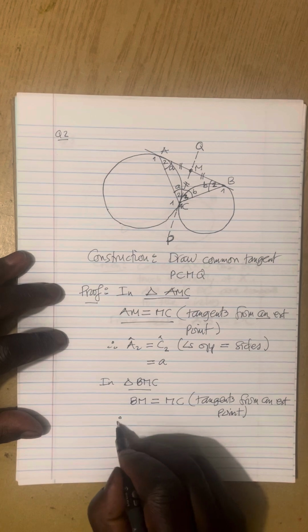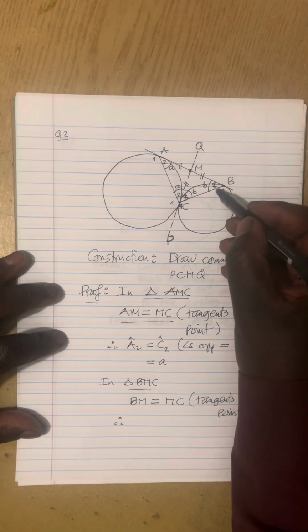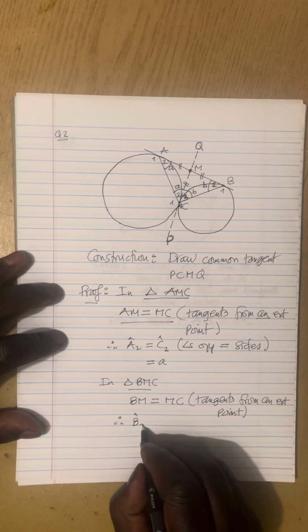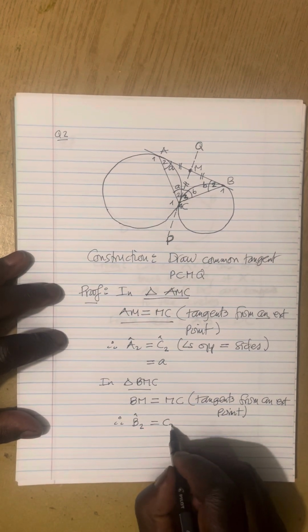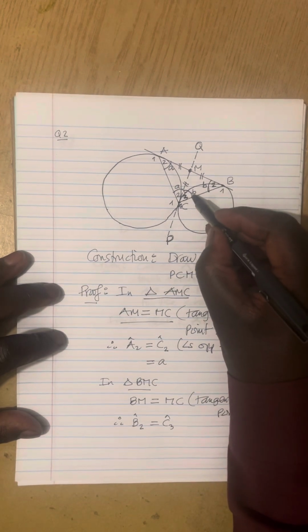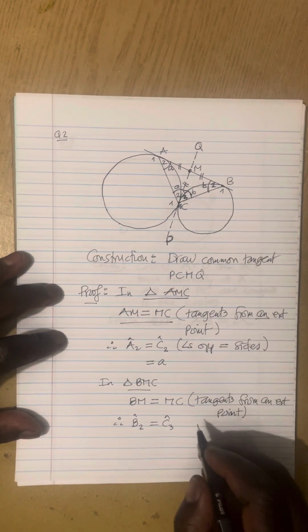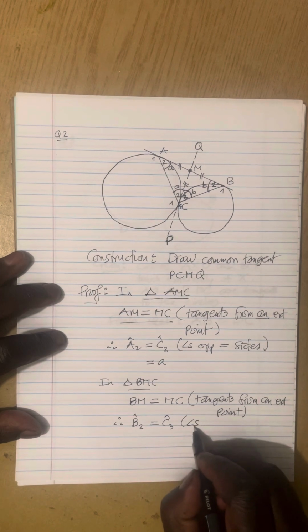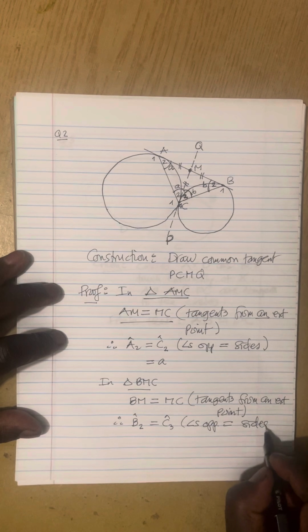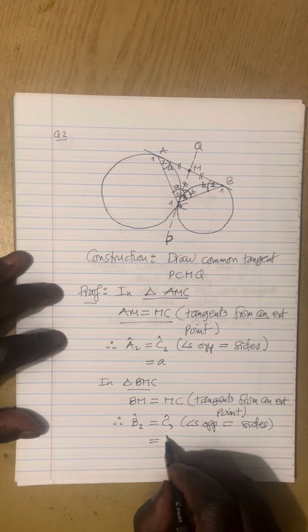So we can say also, therefore, angle B2 is equal to angle C3. Why is angle B2, this angle here, equal to that angle, C3? Because they are angles opposite equal sides. So, angles opposite equal sides. And we call this one small letter b.